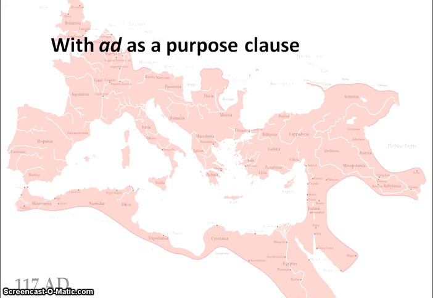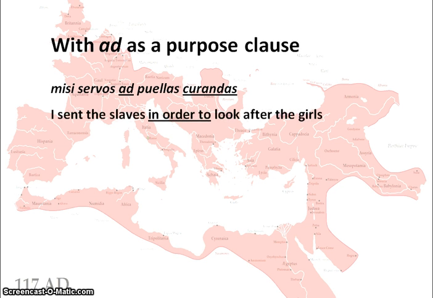So the only use of a gerundive at GCSE is after the preposition ad, which means to or towards, usually followed by the accusative as part of a purpose clause. Now we know that a purpose clause expresses the reason behind why somebody has done something. So if we look at the Latin sentence, misi servos ad puellas curandas. I sent the slaves in order to look after the girls.